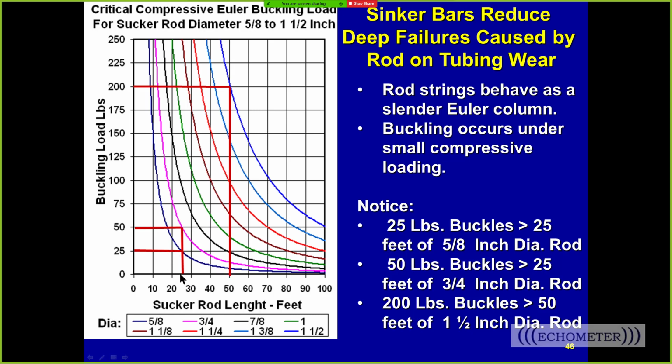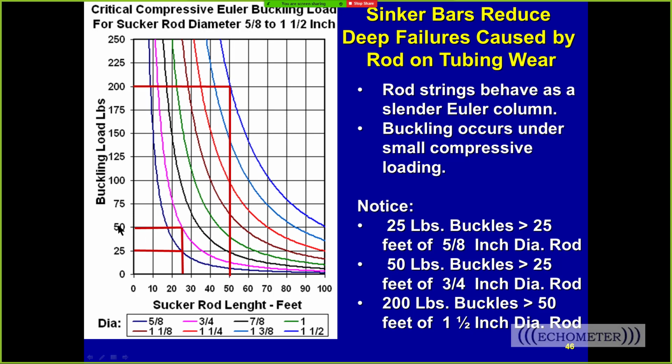And if you run a 25-foot long 5/8 inch rod, if you push on the bottom of the 5/8 inch rod with a 25-pound compression force, it's going to buckle and cut a hole in your tubing. So don't do that. Run a bigger diameter rod. But if you run a bigger diameter rod, and let's say it's bigger than 5/8, well, that's 3/4. It just takes 50 pounds.